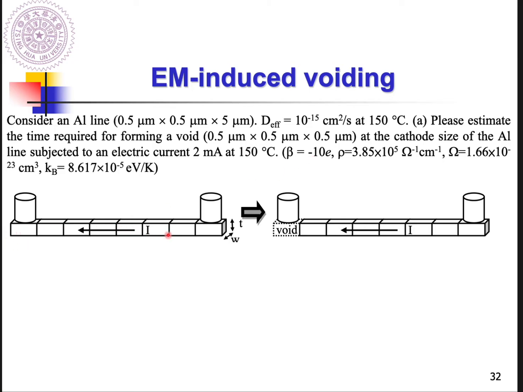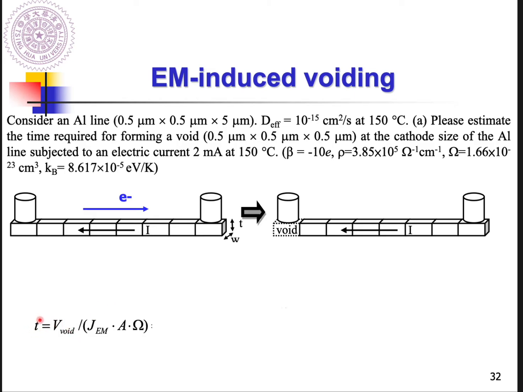So you need to draw these figures, and this is 5 micrometer, 0.5 and 0.5, right? And you apply electrical current, so current goes to the left-hand side, and it's 2 milliamps, so the electrons will go to the right-hand side, and there's a void formed at the cathode, so there will be a void formed here, and the size will be here. So please estimate the time required.